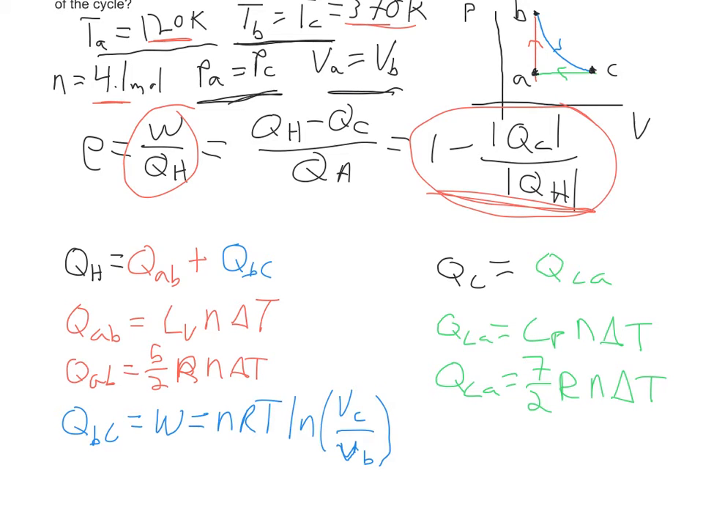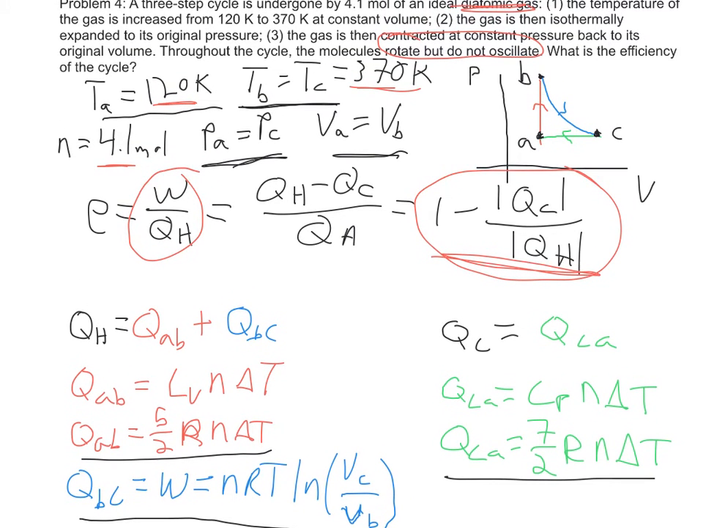So determining QAB and QCA should be relatively straightforward. The question then really comes down to is how do we determine QBC? Because we're not given the volumes. We make some observations up here. If I scroll up a little bit, we have some observations that we do know: our pressure at A is equal to our pressure at C, our volume at A and B are the same, but that doesn't necessarily help us solve directly.